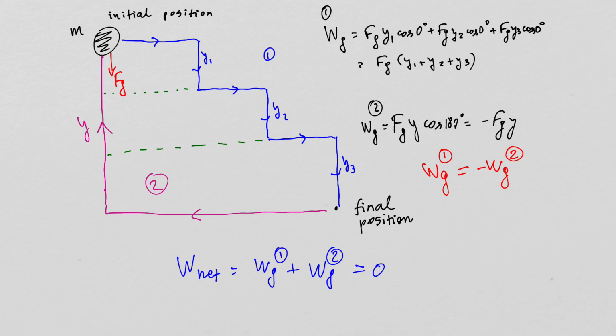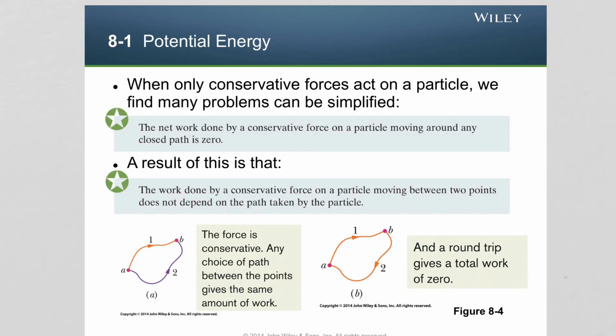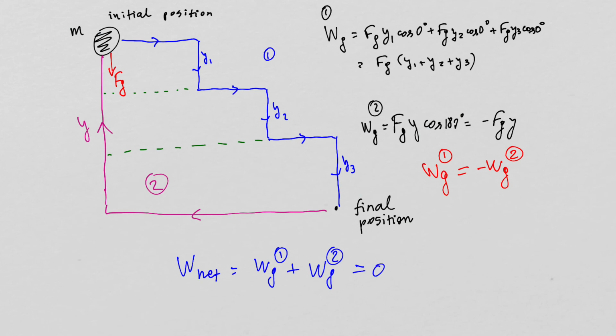The second statement on the previous slide was that the work done by a conservative force on a particle moving between 2 points does not depend on the path taken by the particle. I can discuss this using the same example. The particle starts from this initial position, gets to this final position. Now, what I want to do is take path number 1 the way I took it already. I also want to get from the initial position to the final position along path 2, which means that I'll have to reverse the arrows here.